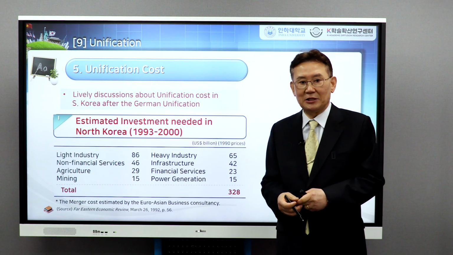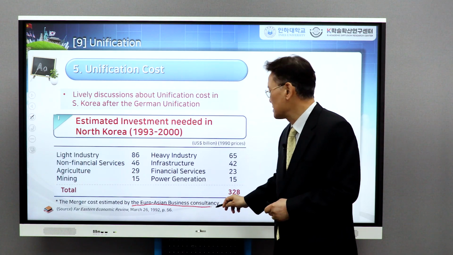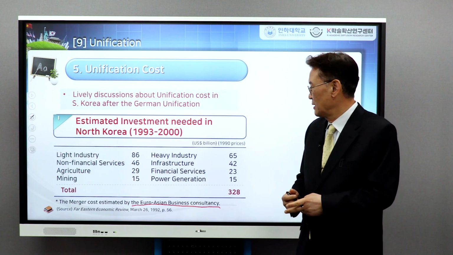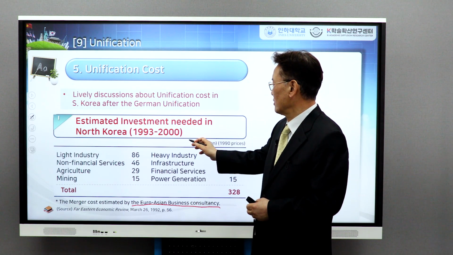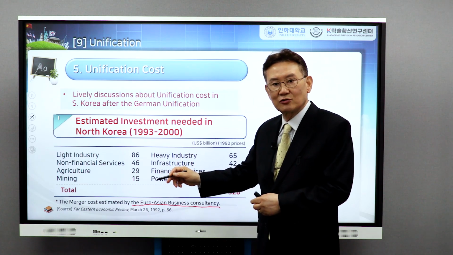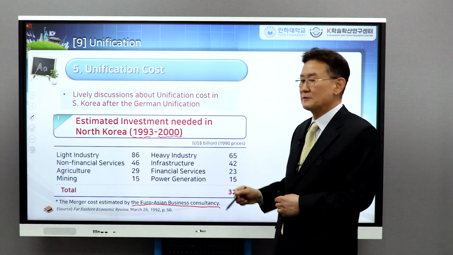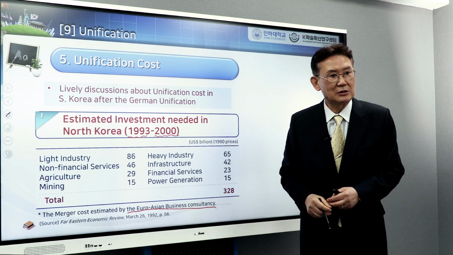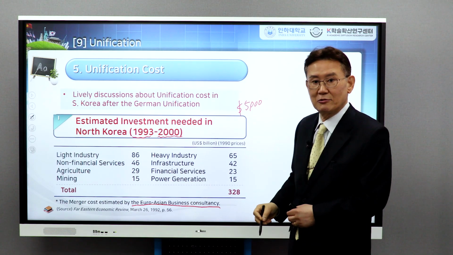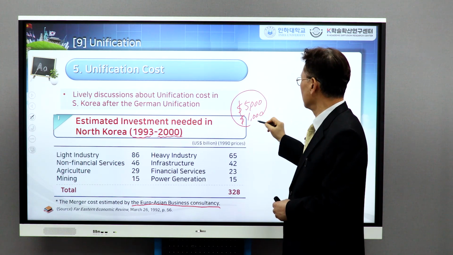So in the early 1990s, the Euro-Asian Business Consultancy calculated the cost of unification of the Korean Peninsula. This cost was calculated from the assumption that the South Koreans start to invest money in North Korea from the year 1993 until the year 2000. The South Korean income per capita would be $5,000, and North Korean income per capita would reach $10,000.